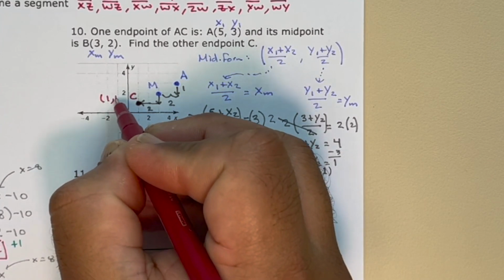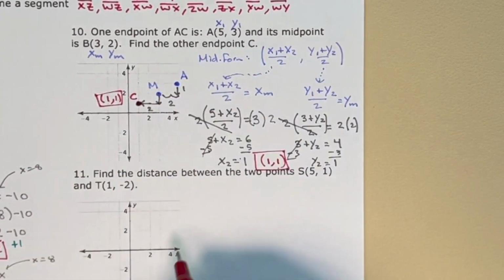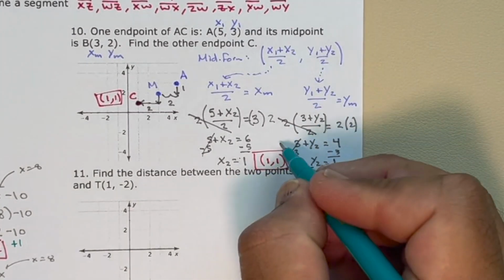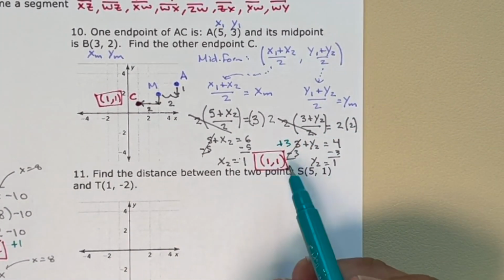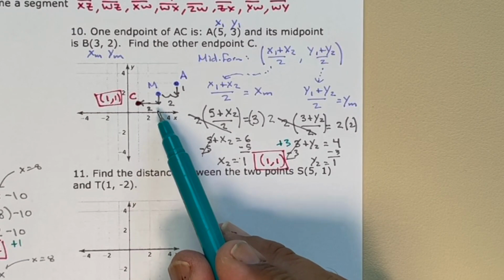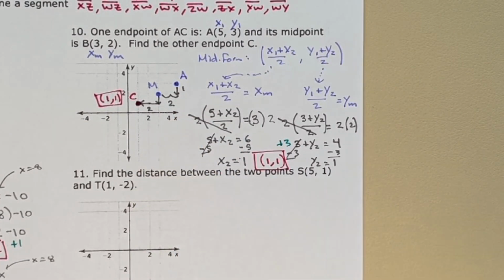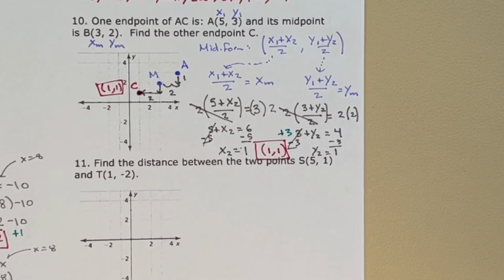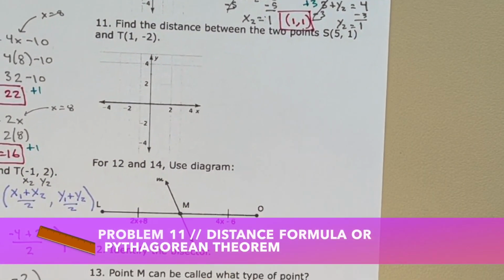So I got the exact same answer using 2 different techniques. You can pick your favorite one. For this one, personally, I like the counting on the graph. On the first example with midpoints, I probably like the formula better. All right.